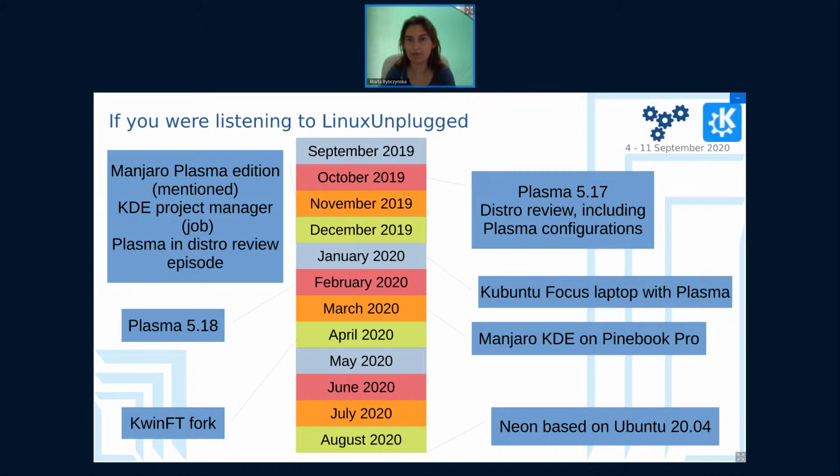And we have even more KDE stuff. I would probably start with Plasma, going a little bit mixed in time because going chronologically here may be a little bit complicated. We have the Plasma releases 5.17, 5.18. We have Manjaro with Plasma that gets reviewed. We have the review in general of Plasma, different points of view on Plasma in the distro review episode.